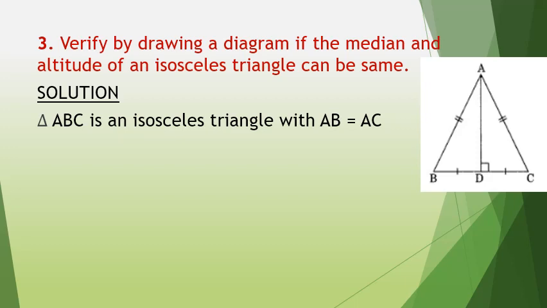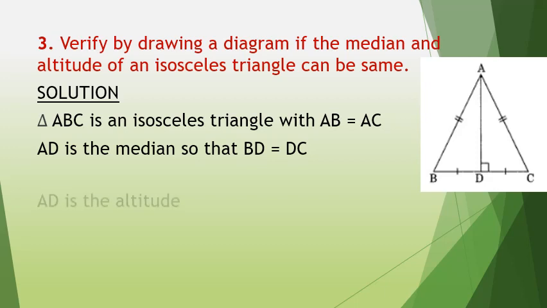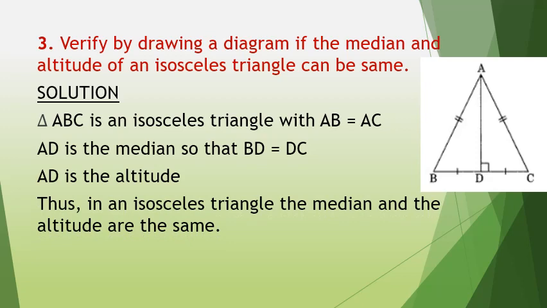Triangle ABC is an isosceles triangle with AB equal to AC. AD is the median so that BD equals DC. AD is the altitude. So in an isosceles triangle, the median and the altitude are the same.